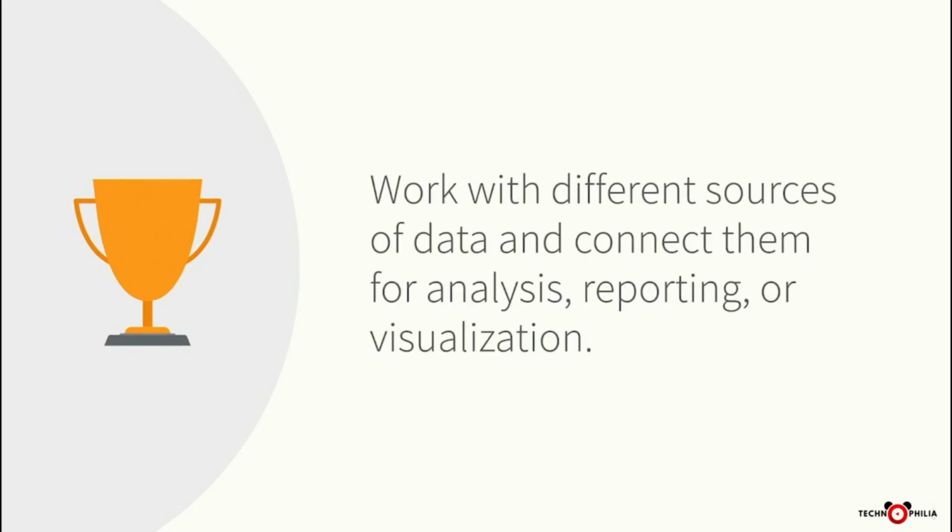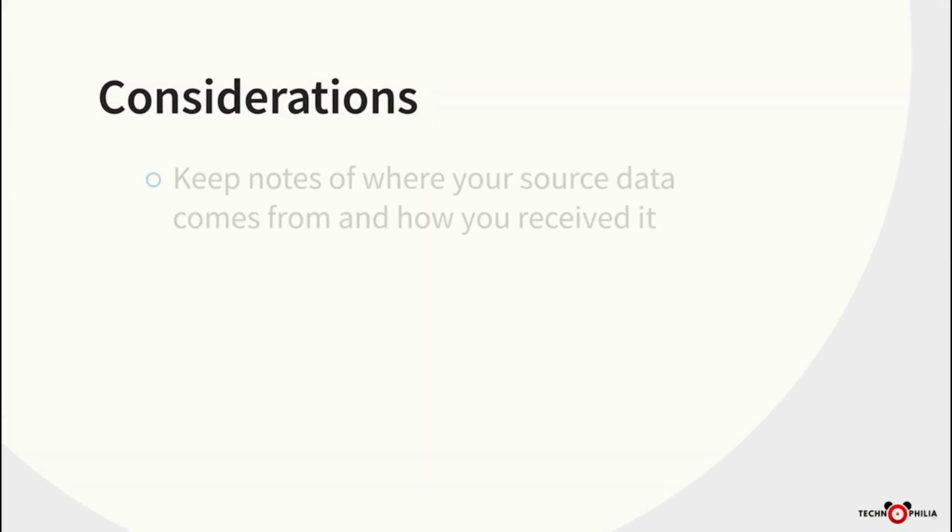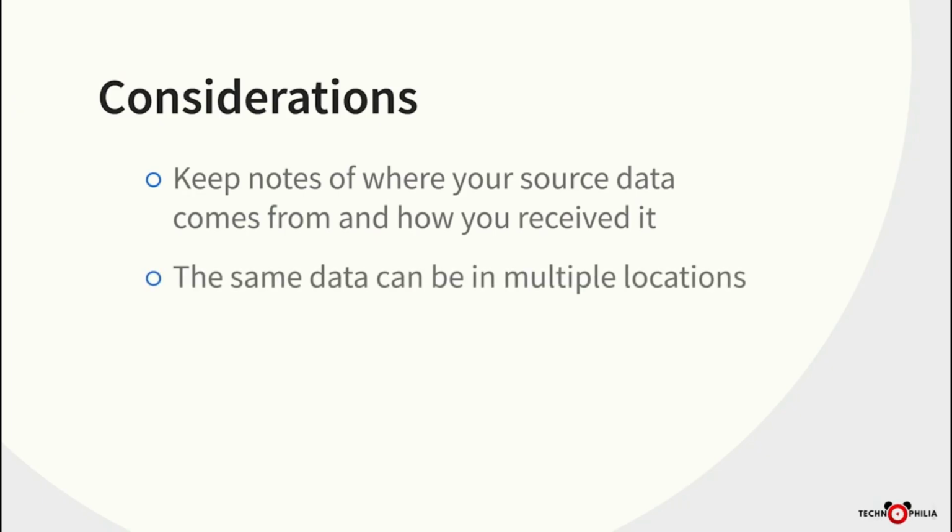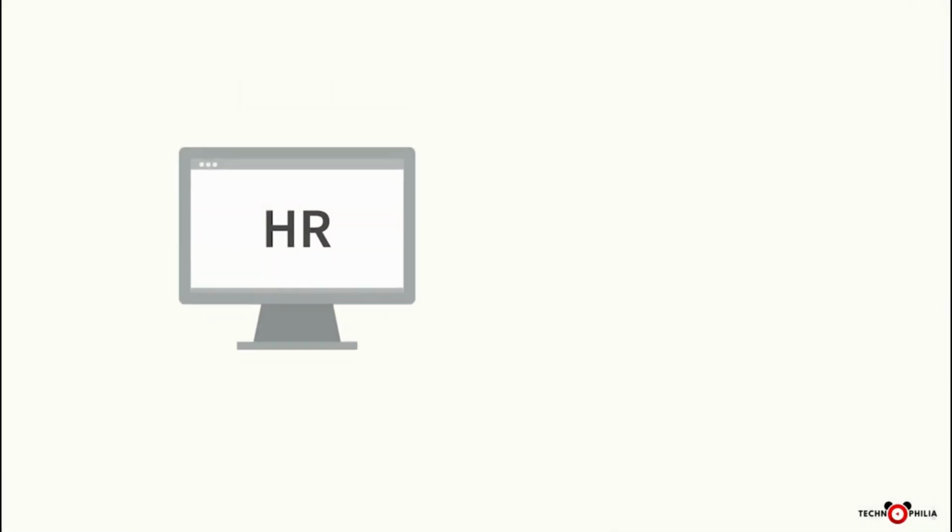I think one of the top skills of a data analyst or data worker of almost any type is the ability to work with different sources of data and connect them for further analysis, reporting, or visualization. It's important to always keep note of where your source data comes from, and if it's coming directly from the original source, or if it's a pass-through to you, meaning someone sent it to you from the source. It's also important to know that the same data can live in different sources. Let me give you an example.